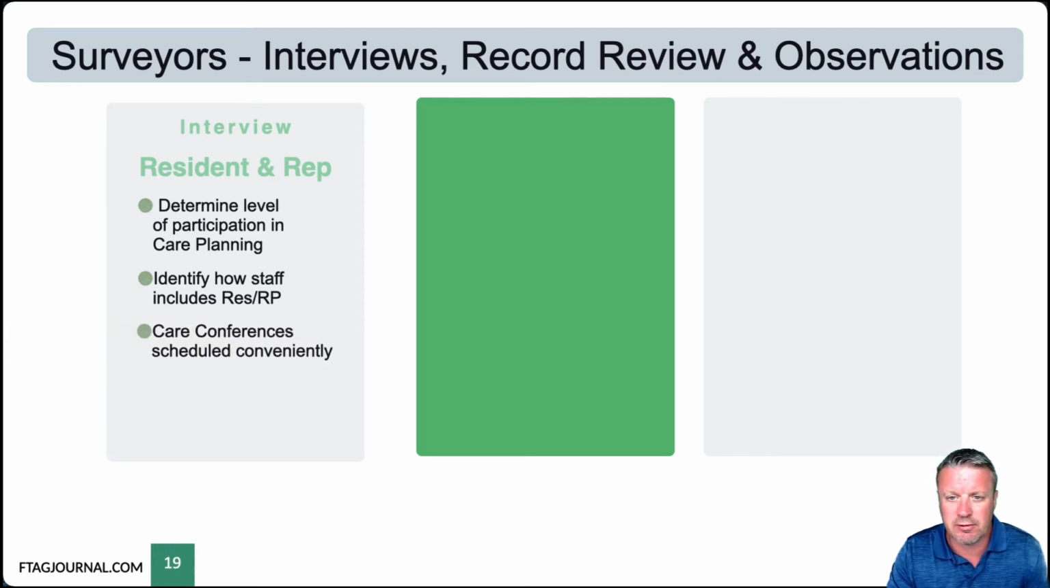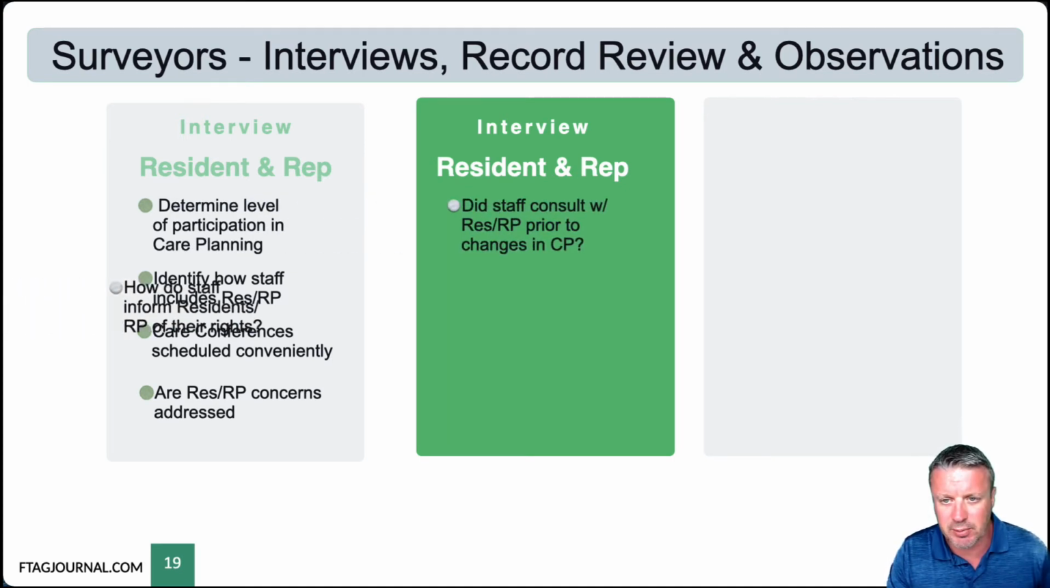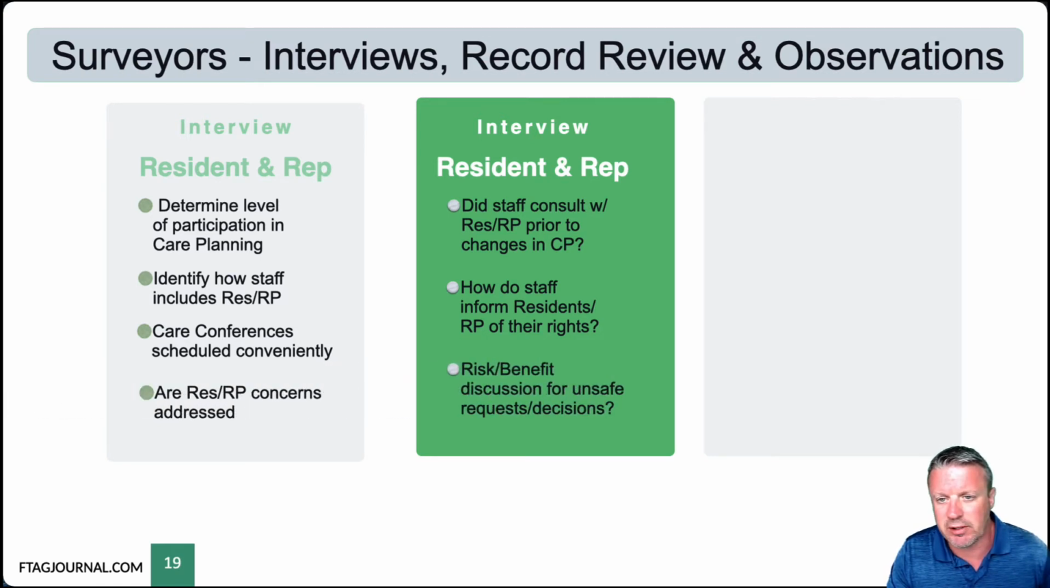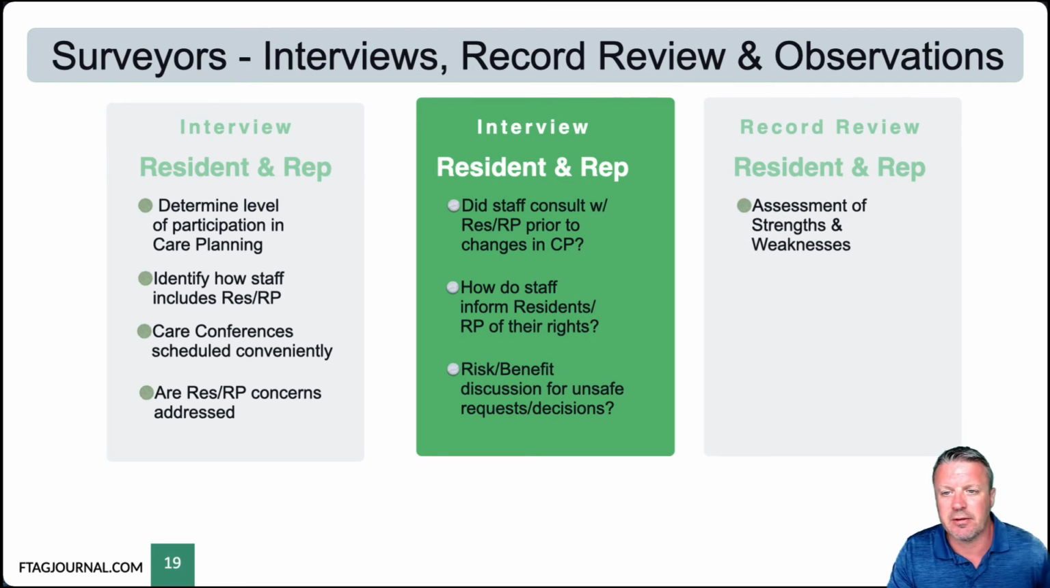Are care conferences scheduled conveniently? Are the resident and responsible party concerns addressed? Did staff consult with the resident and responsible party prior to any changes in the care plan? How do staff inform the residents or responsible parties of their rights? Was there a risk or benefit discussion for any unsafe requests or decisions? Was an assessment of strengths and weaknesses, and you can throw preferences in there too, performed? Were preferences followed, as far as using the preferences to develop the care plan?